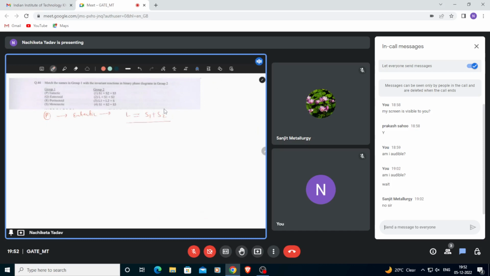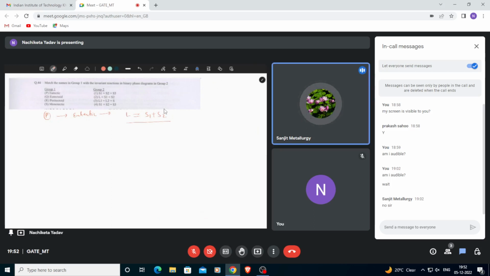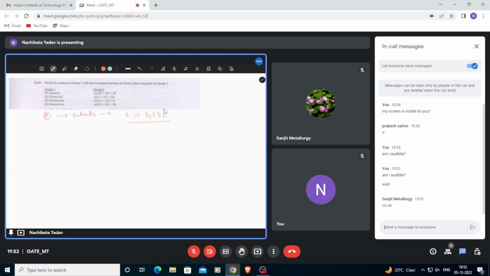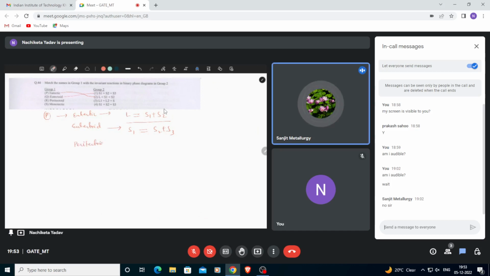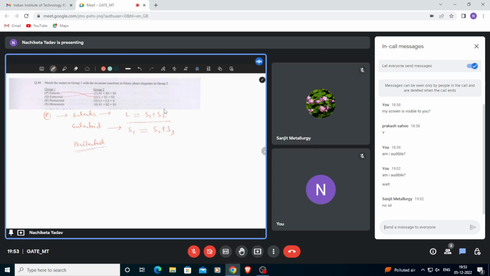What about this eutectoid? Yes, for eutectoid, one solid will become two different solids, S2, suppose S3. So eutectic this one, eutectoid this one, and peritectoid. No, no, it is not peritectic. It is peritectoid.